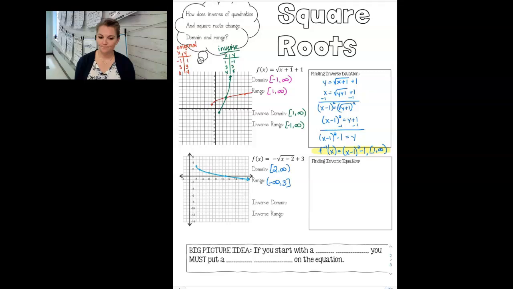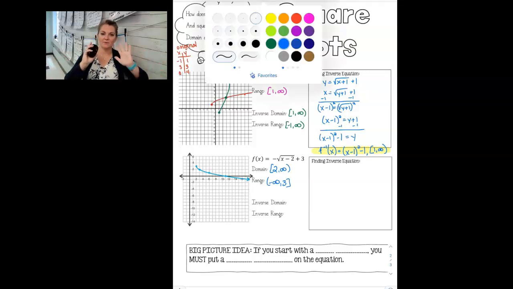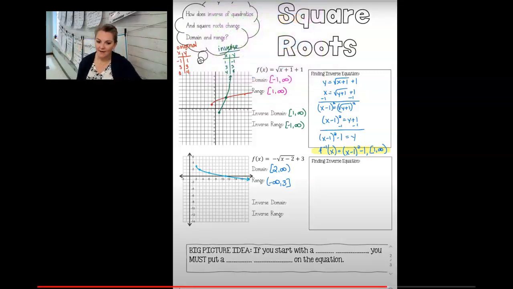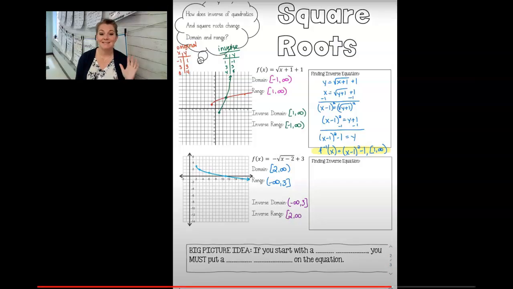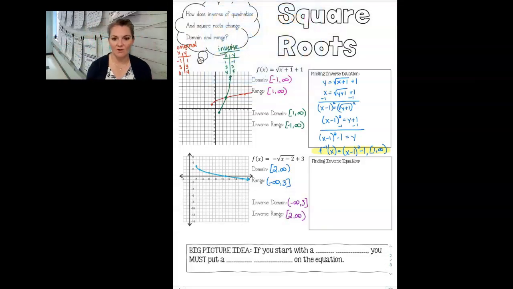3 gets a bracket. Without doing any calculations, I know that my inverse domain is that flipped around. So my inverse domain is negative infinity to 3, and my inverse range is 2 to infinity. So now let's get some points together, and let's graph the inverse.